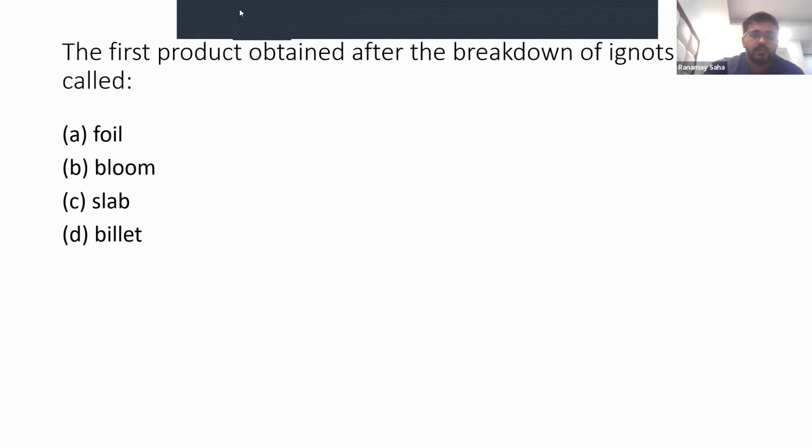So I have a question for you: the first product obtained after the breakdown of ingots is called. So I hope forming was taught to you in the current week. And if you have looked into the initial lectures even, you can answer this question. So what happens to be the first product obtained after the breakdown of ingots?